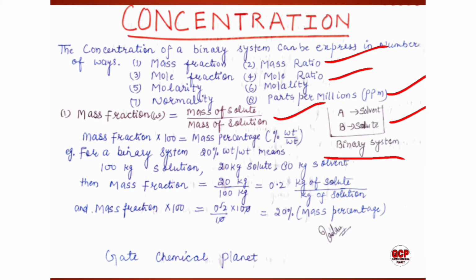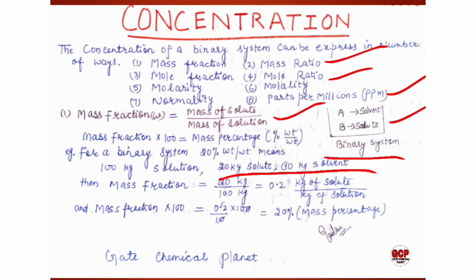If we multiply mass fraction by 100, we will get the mass percentage. We can represent mass percentage as percentage weight by weight. If I consider one example for a binary system, for example, 20% weight by weight is given, then what is the meaning of it? It means we have 100 kilograms of solution. In the 100 kilograms of solution, we will have 20 kilograms of solute and 80 kilograms of solvent.